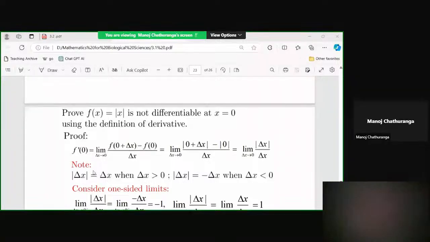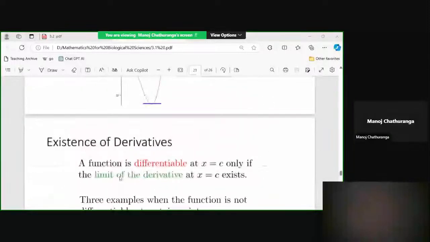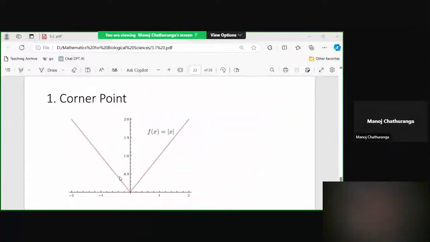We don't need to go through this whole computation, but the point is, as you go to 0 from the negative side, you get -1. And as you go to 0 from the right-hand side, you get +1. So the left and right limits are different, so the derivative does not exist. So keep in mind that the corner points are bad points from the point of view of derivatives.